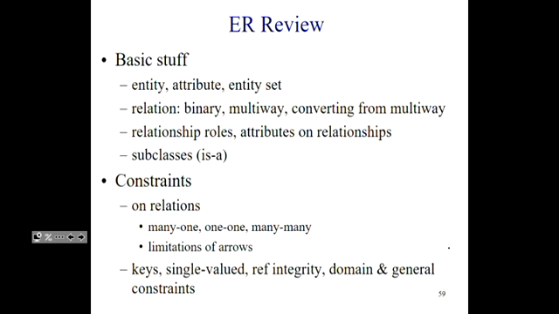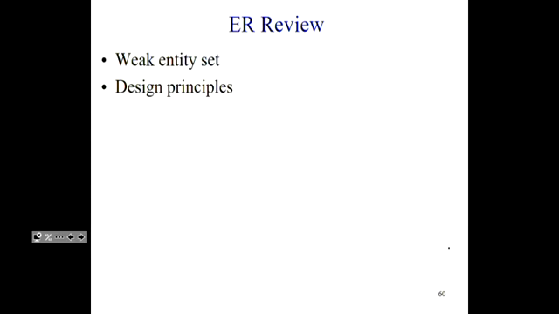So here's a review of the ER stuff. We talked about the notions of entities, attributes, and entity sets, the notion of relationships, multi-way and two-way relationships. We talked about the roles and attributes on relationships. We talked about subclasses, so this was the basic stuff. And then we talked about the notion of keys and referential integrity constraints, these arrows and what they mean. And we also talked about the weak entity set notion and some design principles, right? So this is all that we're going to cover for the ER diagram stuff.